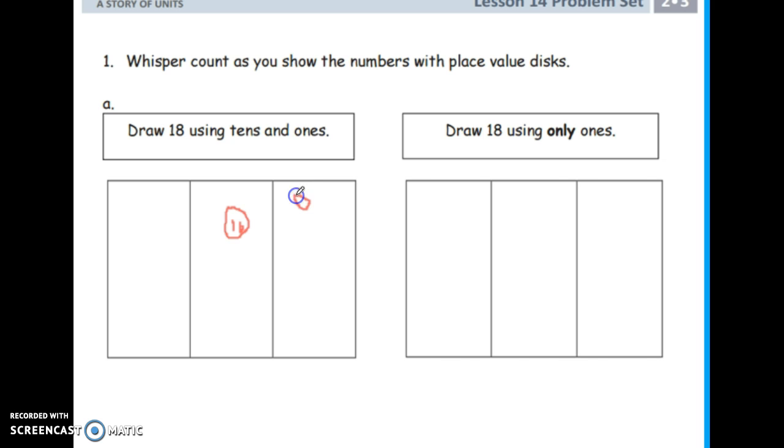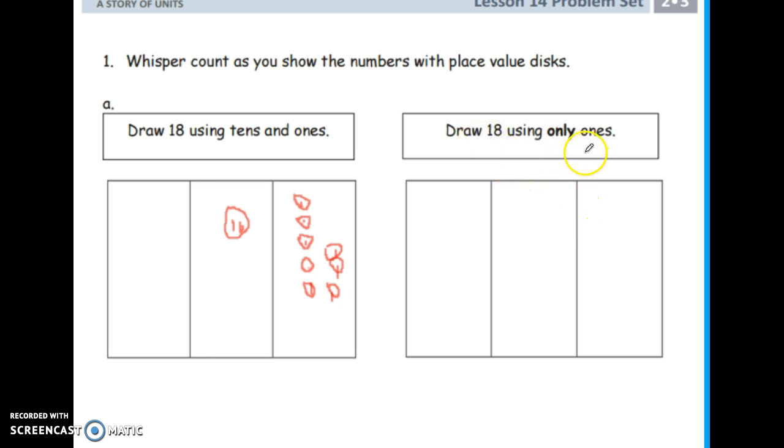Now remember, I have to make sure I draw them in groups of 5. That's right. So like 10, 11, 12, 13, 14, 15, 16, 17, 18. Okay. So here's my group of 10, and then we have 8 ones, and there's 18. But I think I'm going to do something different with the next one. It's okay if it's not perfect.